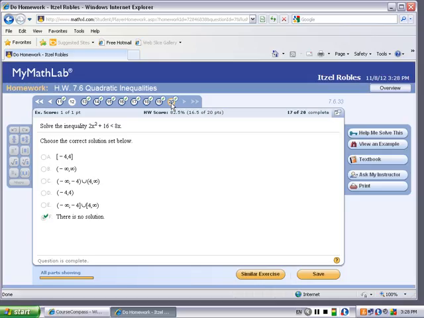No real solutions. You only have complex solutions, right? The parabola has no intersection with the x-axis. So it's above the x-axis. So what is the solution set?